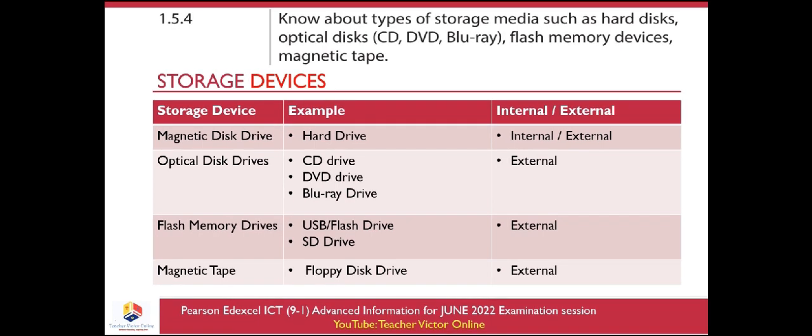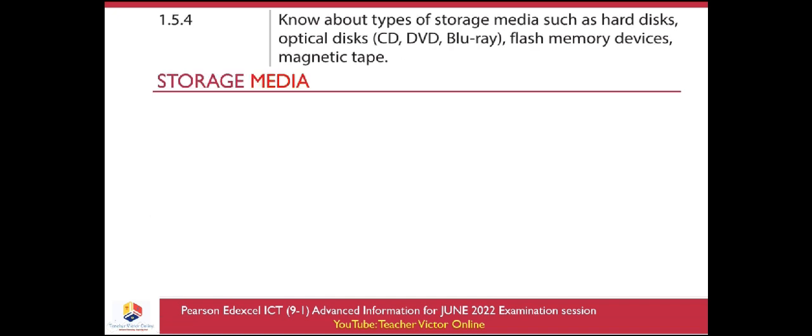What about optical disk drives? What are some examples? We have the CD drive, DVD drive, and Blu-ray, and the three of them are external devices. Then we have flash memory drives. Examples are the USB flash drive and SD drive, and all these are external devices. Then we have magnetic tape. An example is the floppy disk drive, which is an external device. What are some of the storage media?